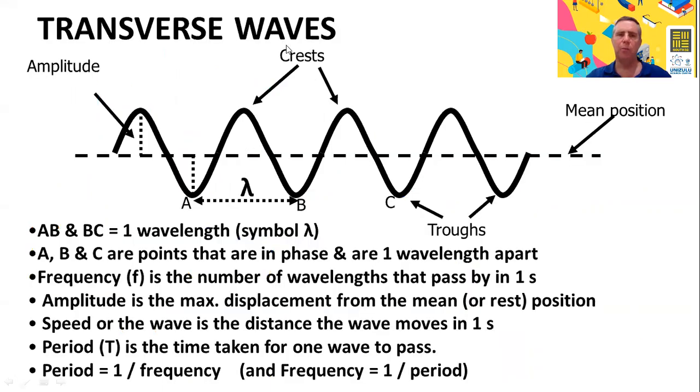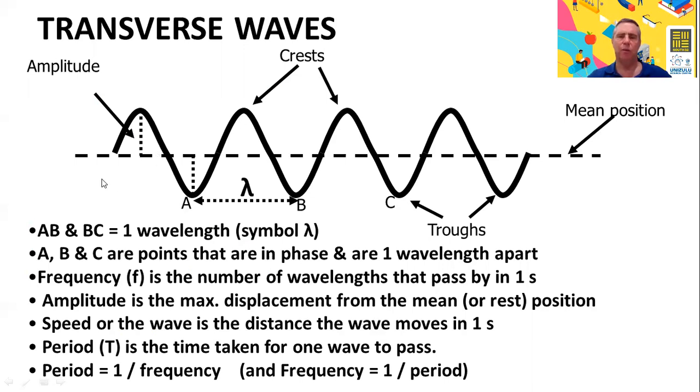Just to remind you of some of the naming of transverse waves, crests are the high points, troughs are the low points. If we measure AB or BC, each of those is one wavelength. And a wavelength is between points which are in phase, like, for example, between two troughs or between two crests. The frequency is the number of wavelengths that pass in 1 second. The amplitude is the height of the wave, but not from top to bottom, not from crest to trough, but from crest or trough to the mean position there.